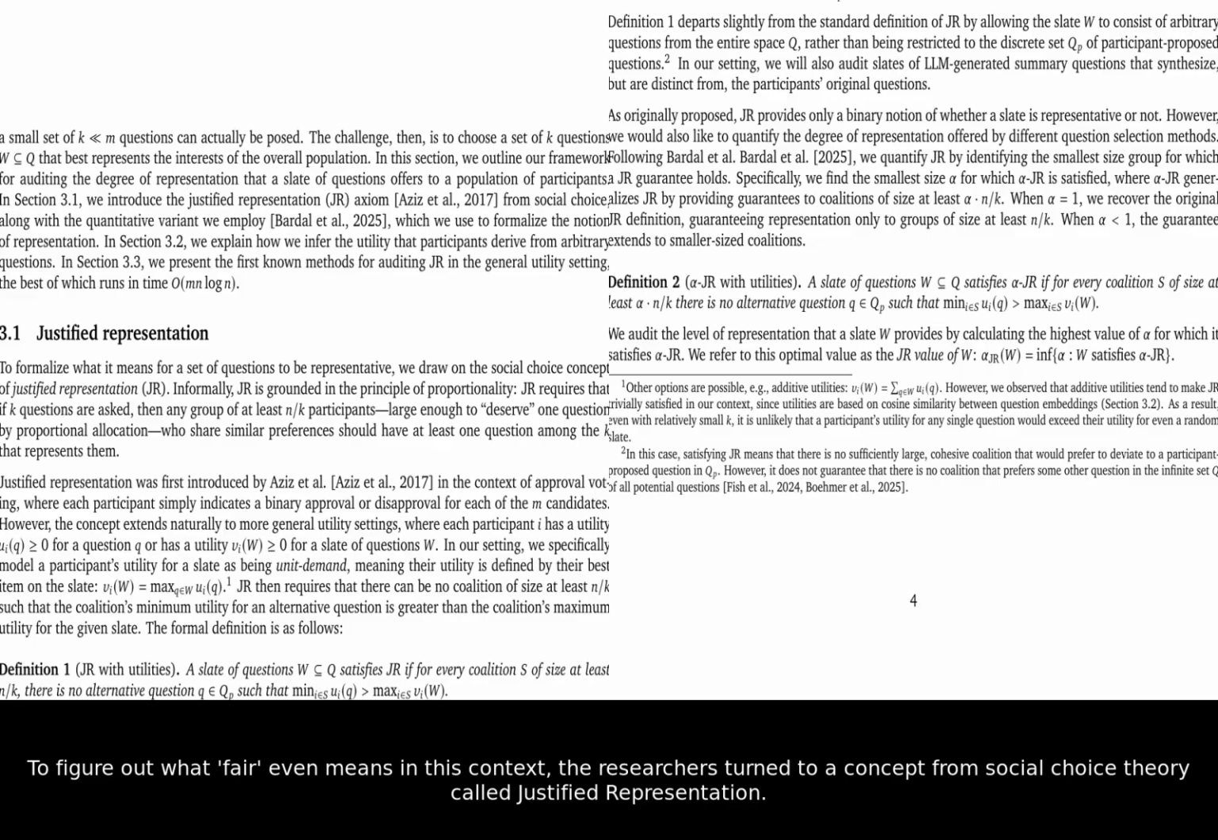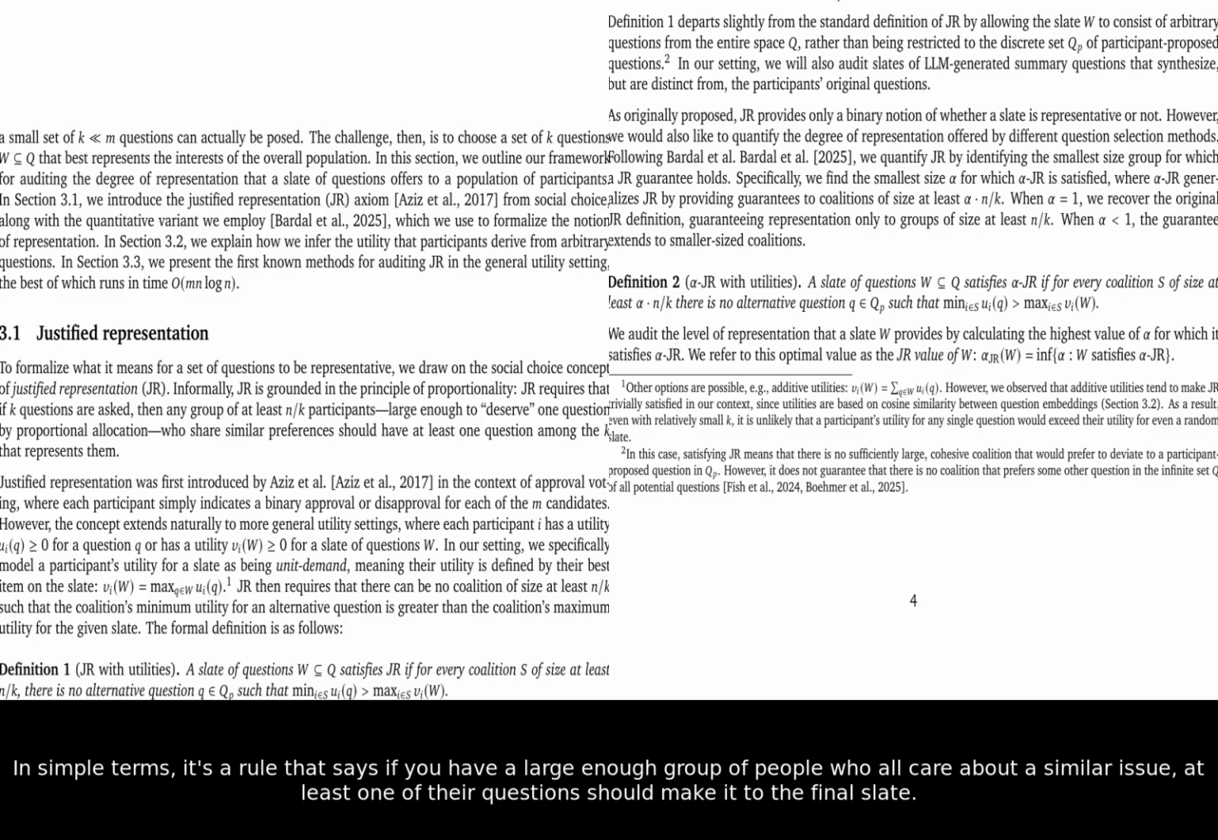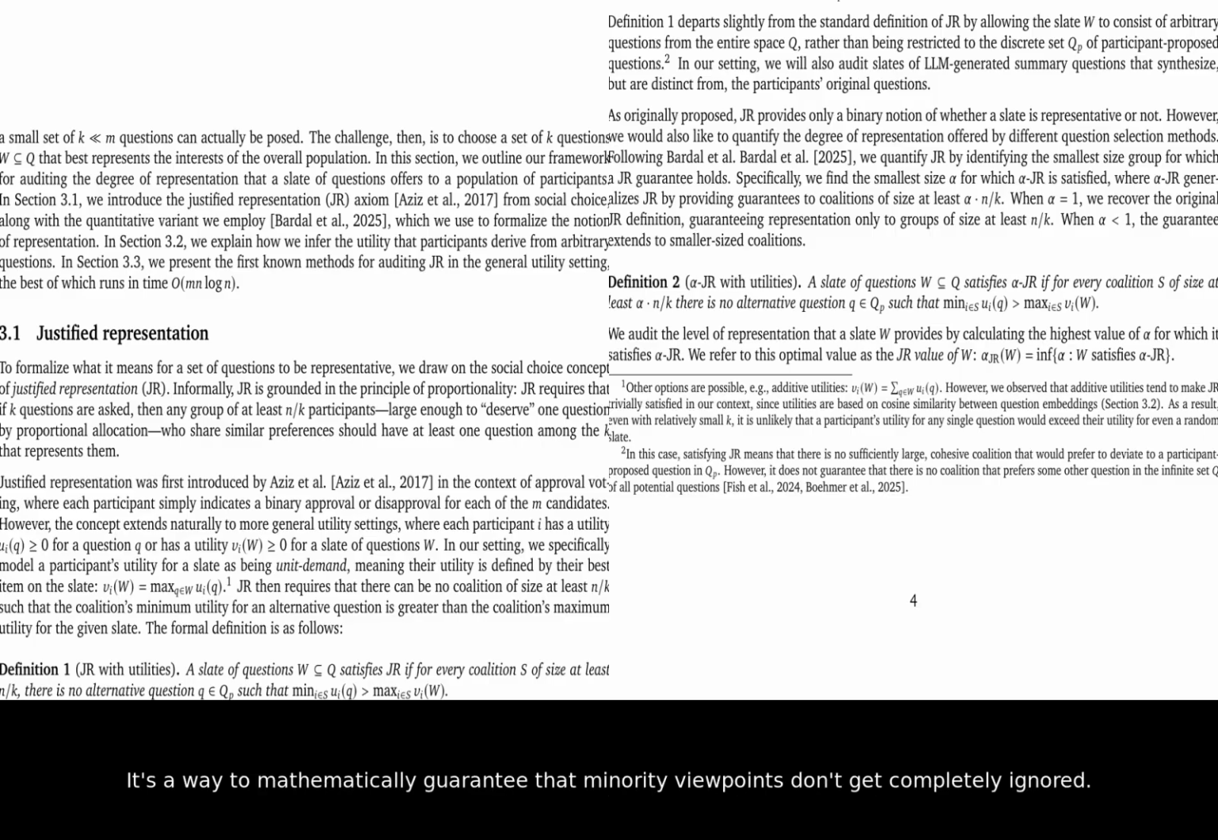To figure out what fair even means in this context, the researchers turned to a concept from social choice theory called justified representation. In simple terms, it's a rule that says if you have a large enough group of people who all care about a similar issue, at least one of their questions should make it to the final slate. It's a way to mathematically guarantee that minority viewpoints don't get completely ignored.